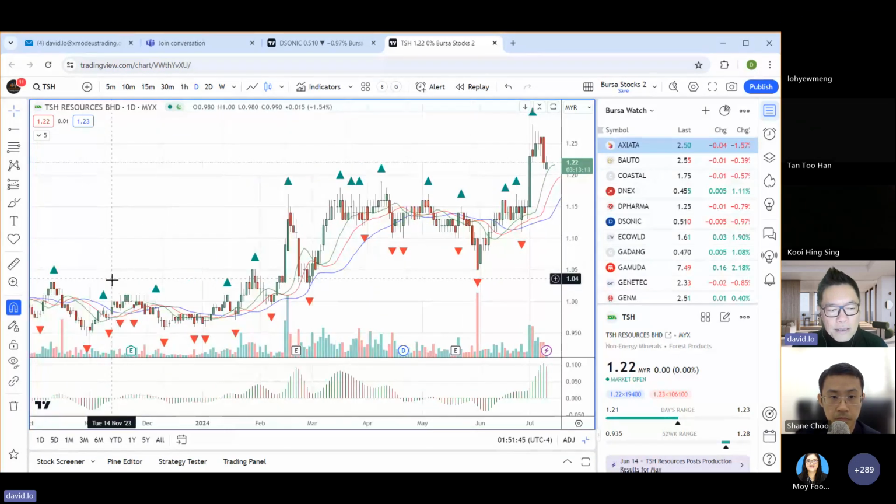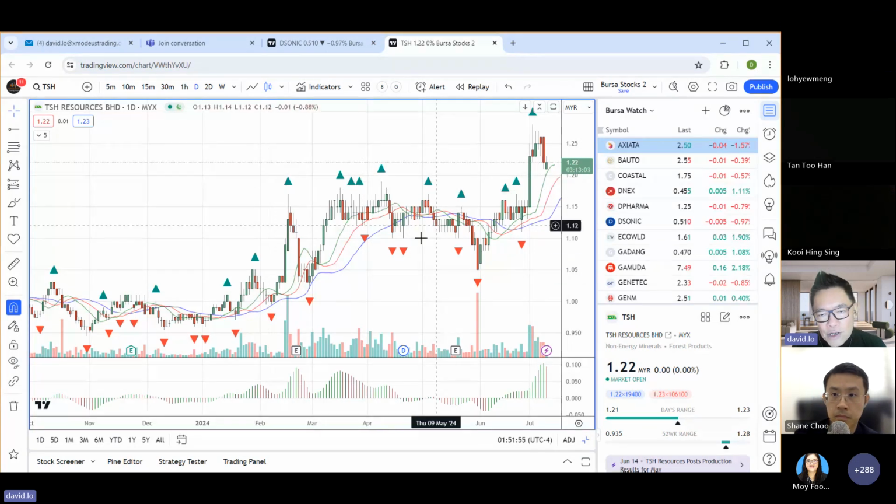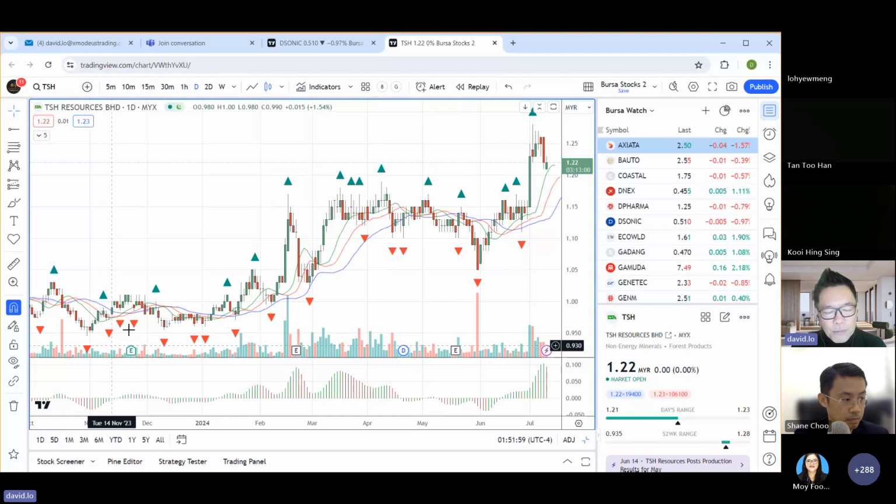So we had this stock coming up from a range right over here, then forming a spike up, then consolidating again in a range here. Of course, this phase is where you want to lock in some profits, like if you bought early.